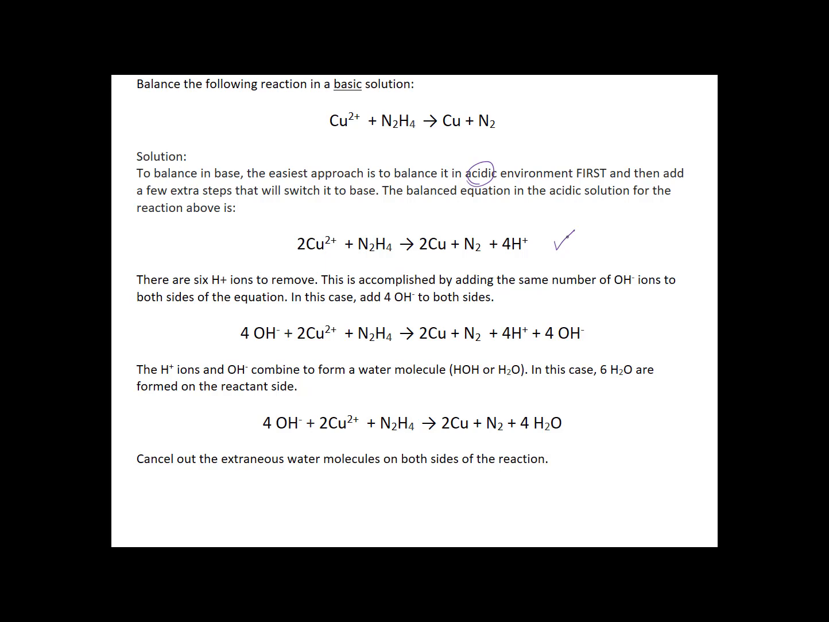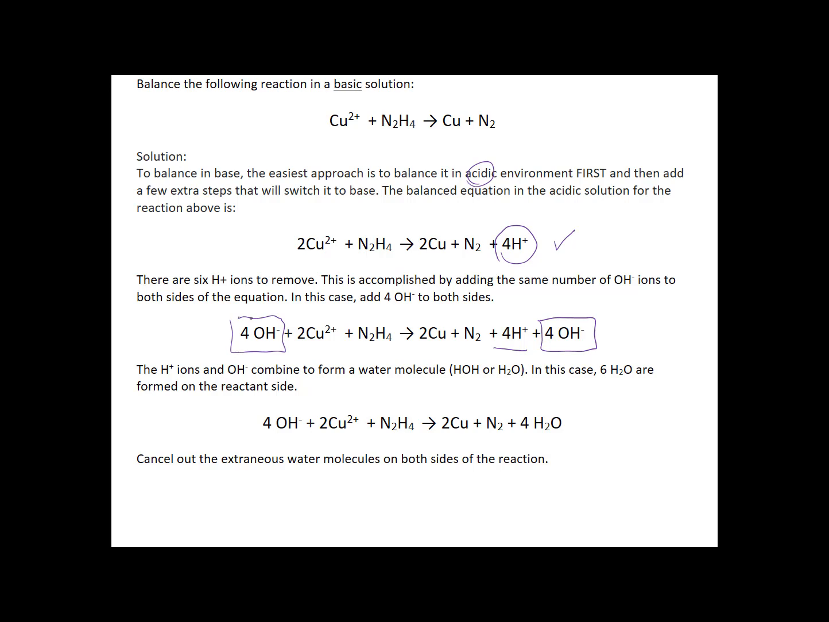To make sure that you can get to this step on your own. Now, this at the moment is balanced in something where we've produced some acid, okay? But we know that this reaction actually takes place in base, so we need to use a bit of chemistry in order to switch it to being in base. And what we're going to do here is add as many hydroxide ions as we have hydrogen ions in this solution on both sides. So we've got 4 H+, so we're going to add 4 OH- to either side of this balanced chemical equation.